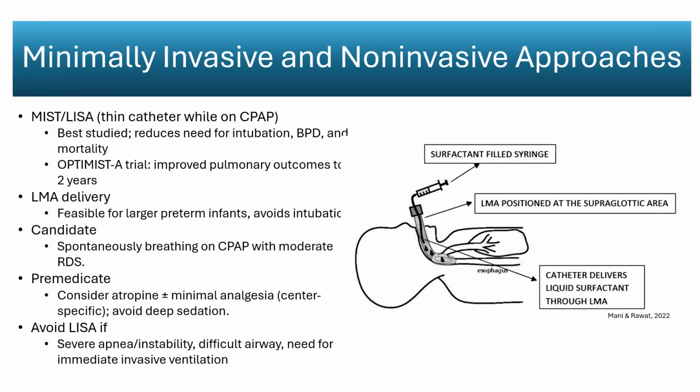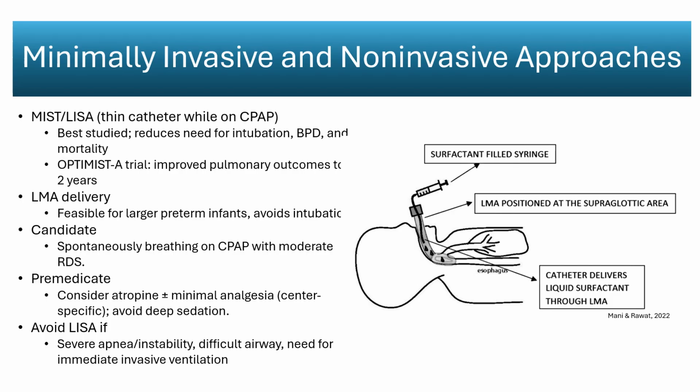More recent techniques aim to deliver surfactant without prolonged intubation. The most studied method is MIST or LISA, where a thin catheter is inserted while the infant remains on CPAP. This allows surfactant to reach the alveoli while spontaneous breathing continues. Trials, including the OPTIMIST-A study, demonstrate reductions in the need for intubation, bronchopulmonary dysplasia, and even mortality, with improved outcomes lasting into early childhood.